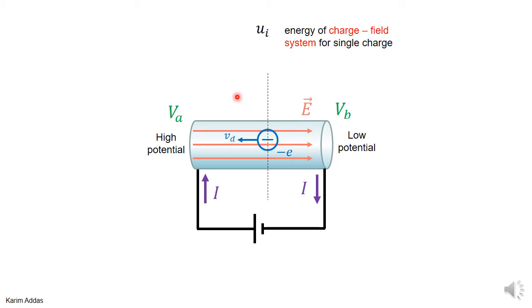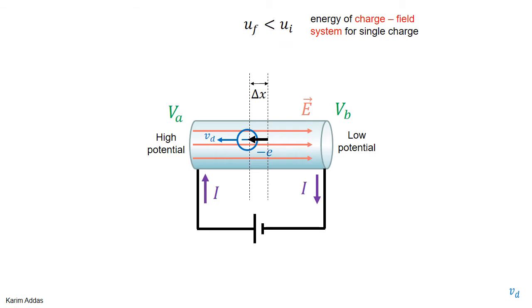If you take the energy of the charge-field system, when you're thinking just about this one charge, the initial value is U initial. You wait a certain amount of time delta t, and the charge will move a certain distance delta x to the left. And the final energy will be less. The negative charge, when it goes opposite the electric field, the potential energy of the system gets less.